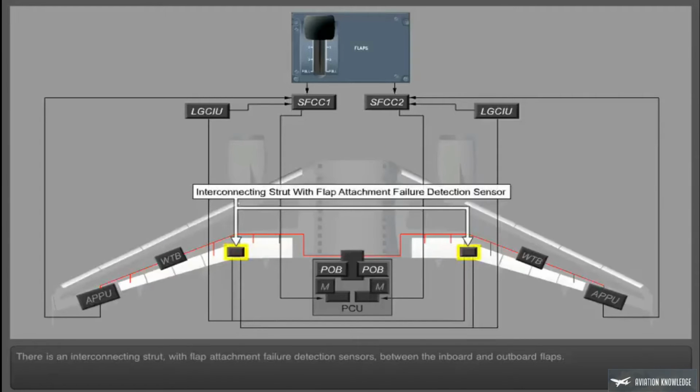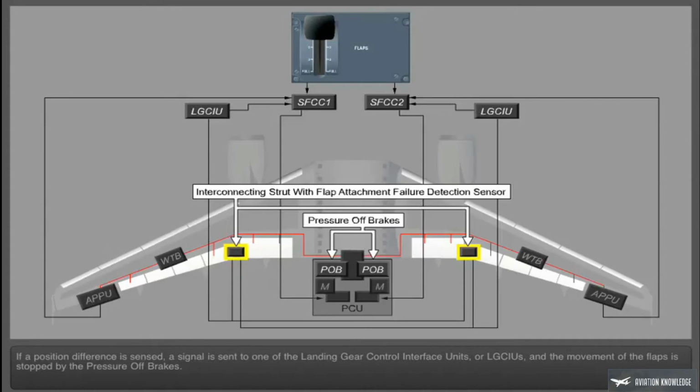There is an interconnecting strut with flap attachment failure detection sensors between the inboard and outboard flaps. If a position difference is sensed, a signal is sent to one of the Landing Gear Control Interface Units, or LGCIUs, and the movement of the flaps is stopped by the pressure-off brakes.